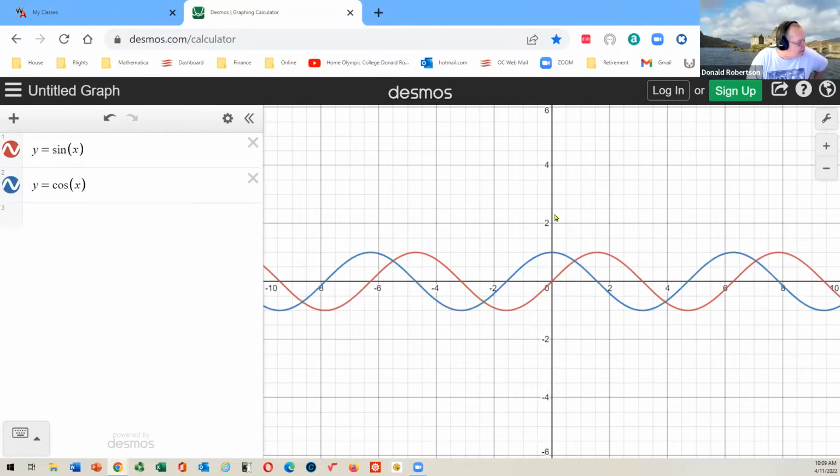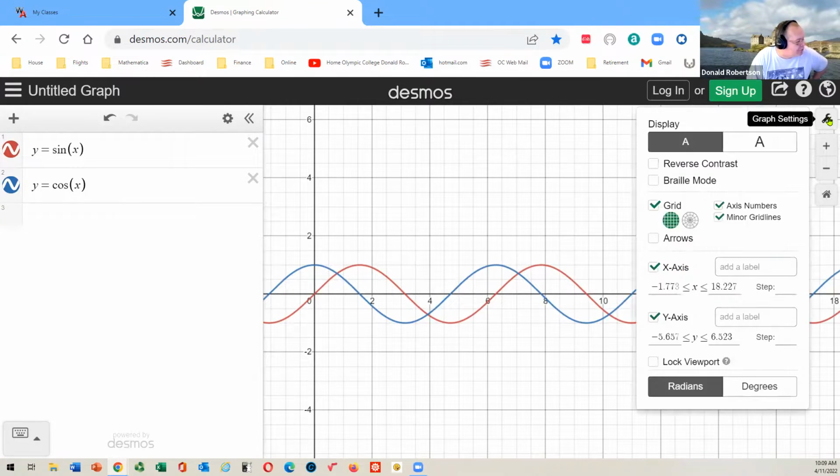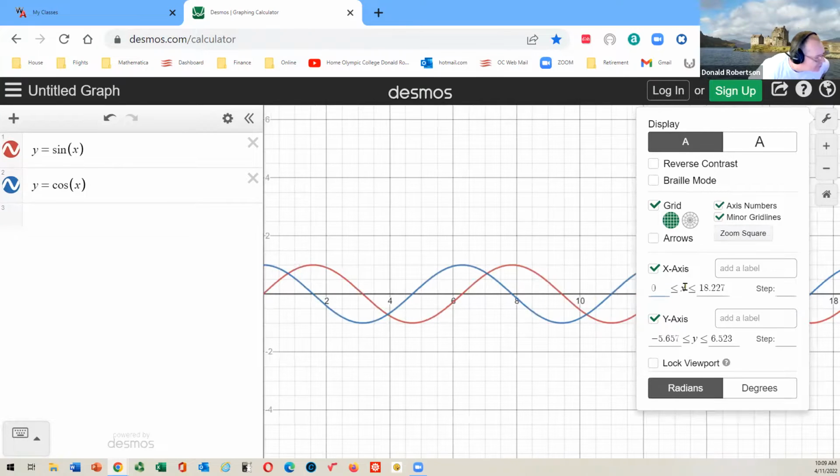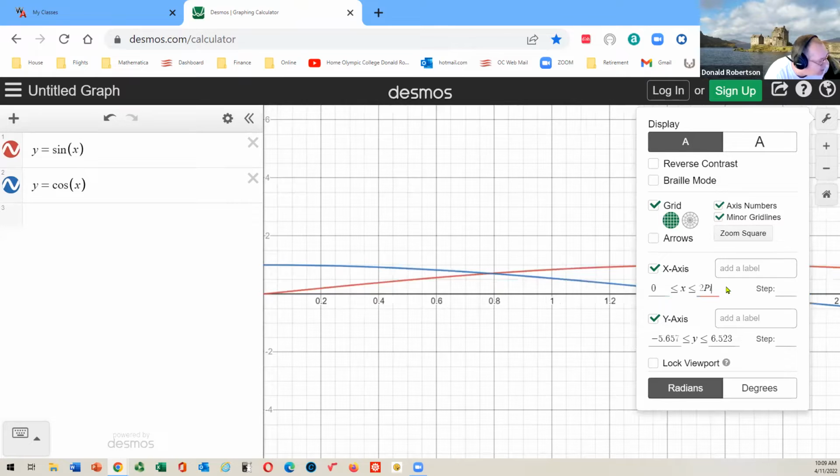Now, if I go here and play about with my windows, which I'll hit the little graph setting, and I do the x-axis and I say, just go 0 to 2... is it pi? Will that work? I'm trying to get the notation right. Is it capital P-I? Which combination gets you pi? Help me, guys.